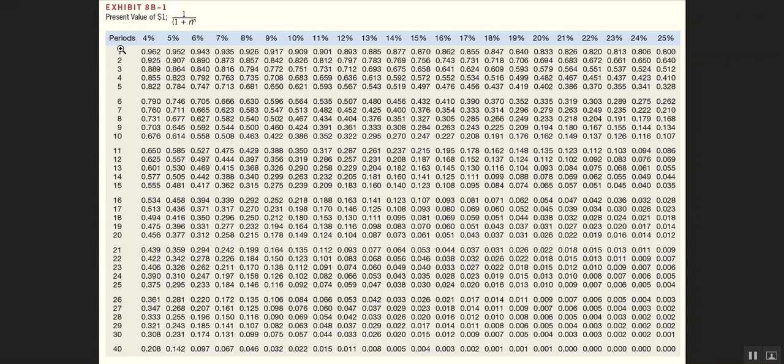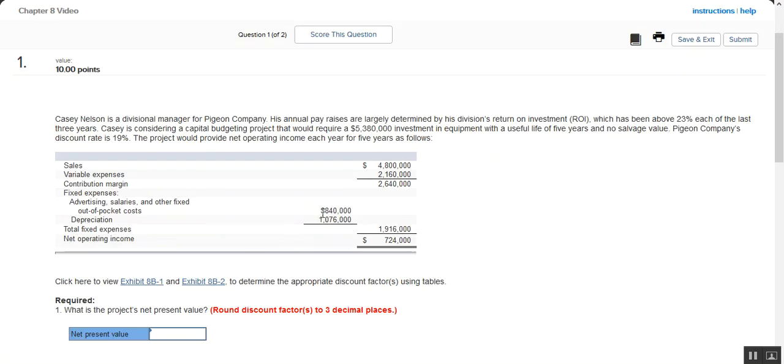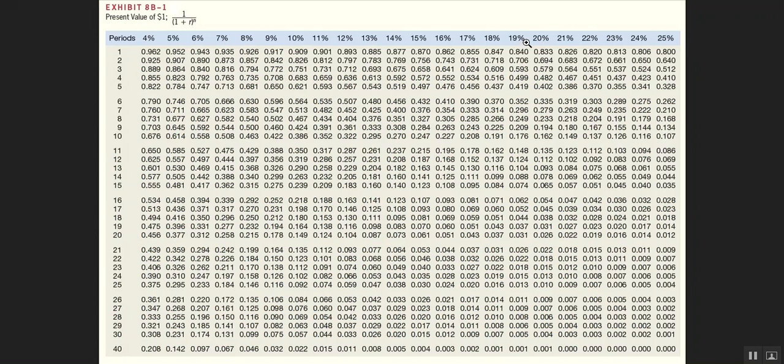To read this table, we're going to look at the number of periods that a particular amount's going to apply to, and then we're going to look at the percentage rate. The percentage rate was given in the instructions. So this says the Pigeon Company's discount rate is 19%. So that's the rate that you're using. So let me go back over here to my chart. We need to find the 19% column. And to discount back each of those amounts, we're going to use the 19% column.